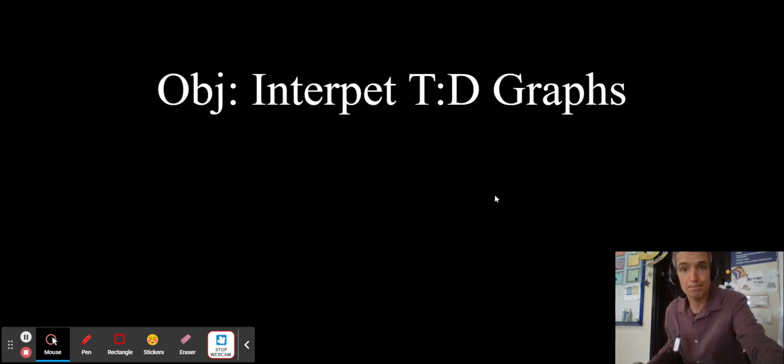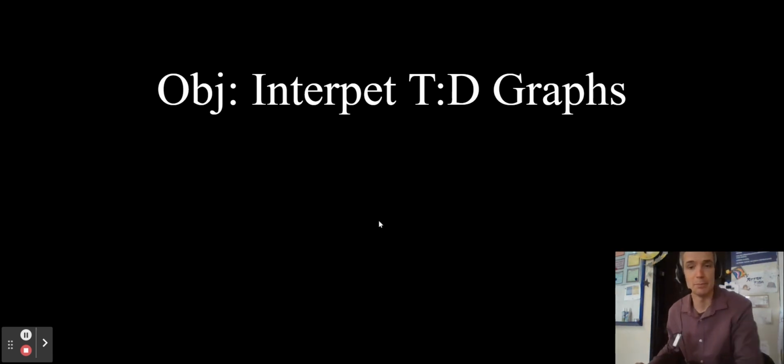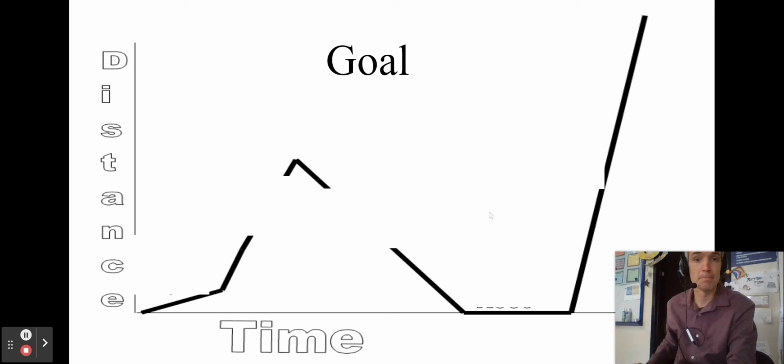Hey everybody, I want you to be able to interpret time distance graphs, sometimes referred to as time position graphs. Our goal is that when you look at a time distance graph, you understand what's going on and what it means about the object.